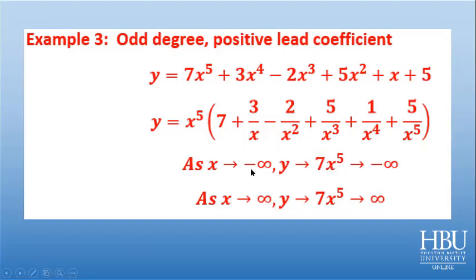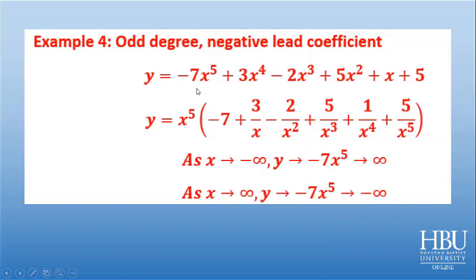If x is a very large negative number like negative 10 million, x to the fifth is also going to be negative because it's raised to an odd power. And this large negative number times 7 is going to be approaching minus infinity. If x approaches positive infinity, then as y approaches 7x to the fifth, that is also going to be approaching positive infinity. So in this case, the left tail would be going down and the right tail would be going up.